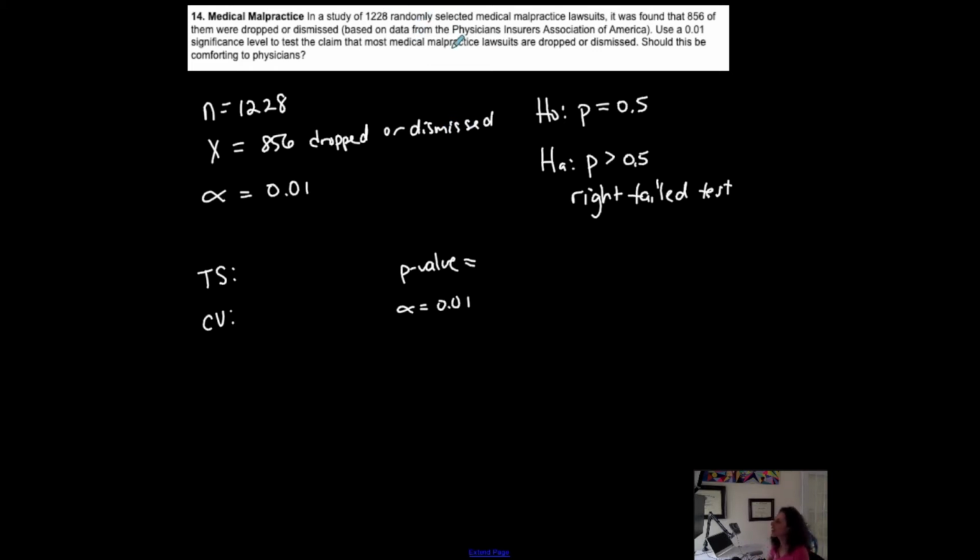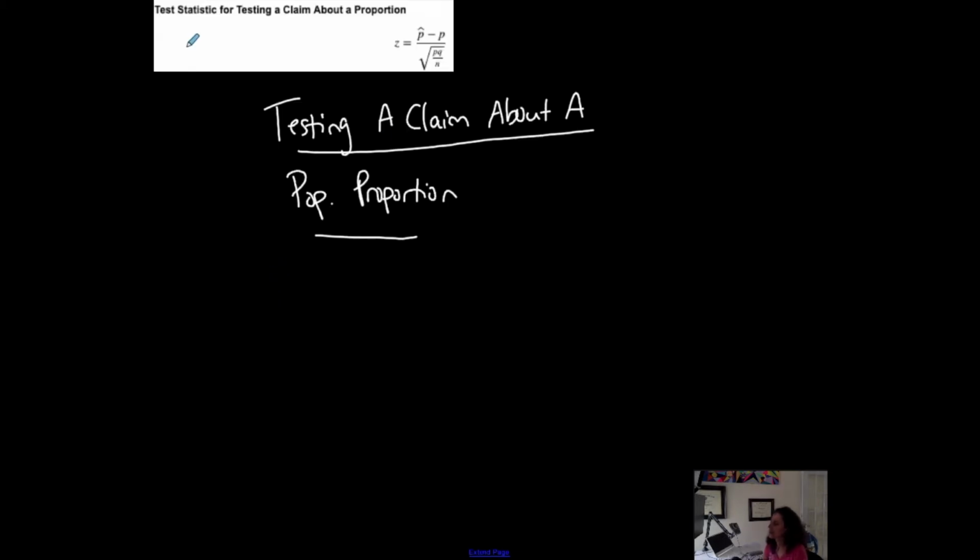Now, when I'm running a test about a population proportion, I'm on a standard normal distribution curve. So my test statistic is a z-score, and my critical value is a z-score. Now let's start with the test statistic because that's very simple. This is the formula to find a test statistic for testing a claim about a proportion, which is what my situation is. And see, it's a z-score. So let me write that. Z is equal to p hat minus p over this thing.